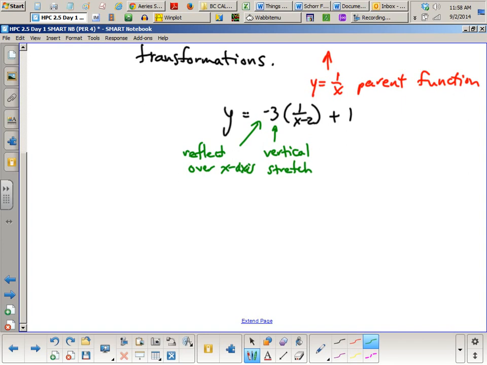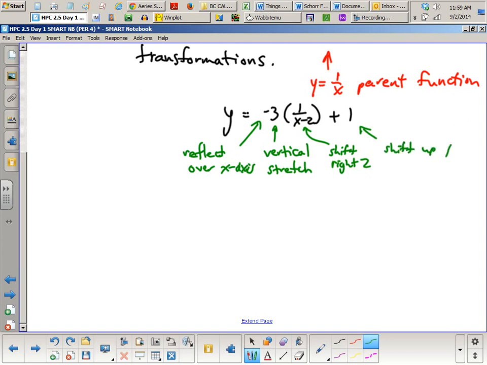Okay, so we talked about the 3, we talked about that negative. What does it mean to have an x minus 2 in a graph? What does it mean, x minus 2? Yes, this means shift to the right 2. So there's your translation, see? And what does it mean to have 1 added to the end of your function? Shift up 1.